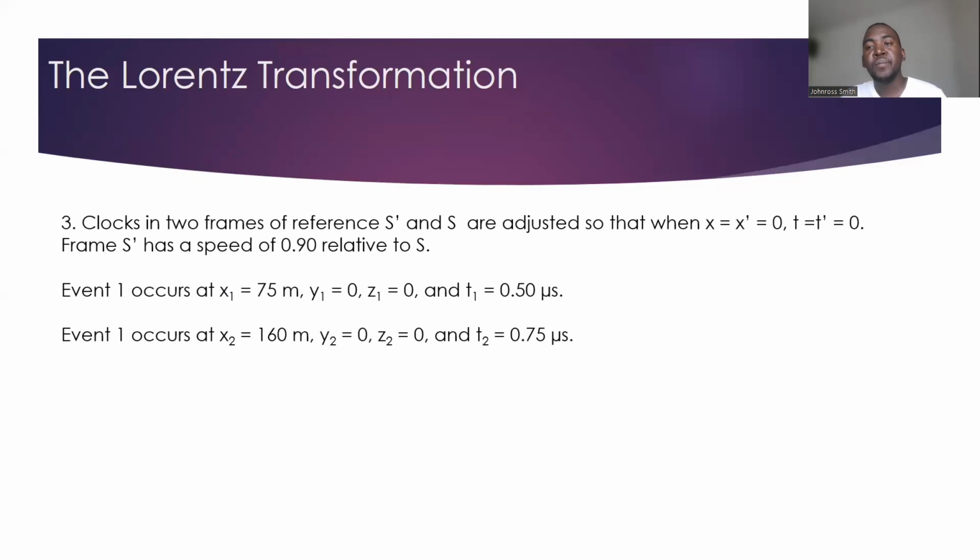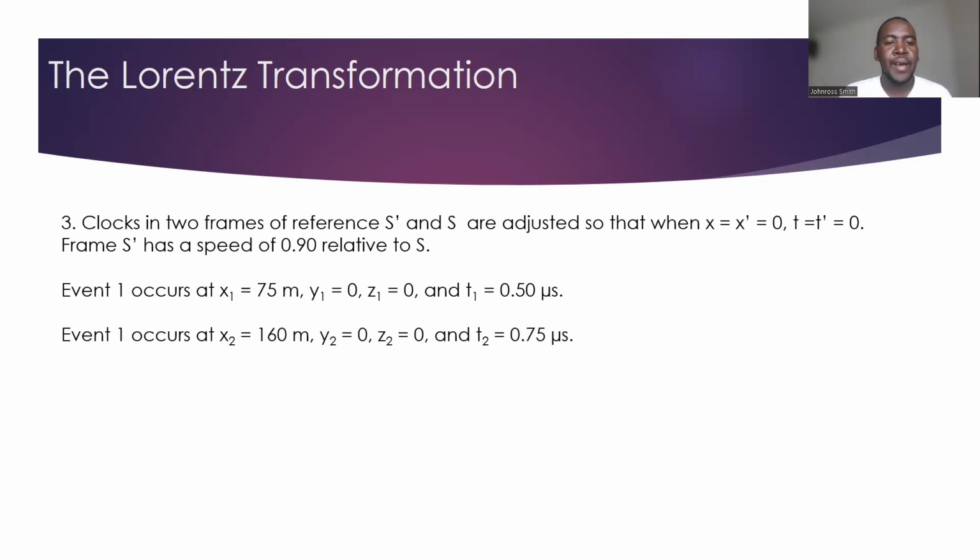All right, the third question here is an important question. It says we have some clocks in 2 reference frames, S prime and S. They are adjusted so that when x is equal to x prime is equal to 0, t is equal to t prime, which is also equal to 0. What this means is that they're starting from the origin position at time 0. And then frame S prime moves at a speed of 0.90c relative to the S frame. What that means is that the S prime frame is traveling at 0.9 of the speed of light relative to the S frame.